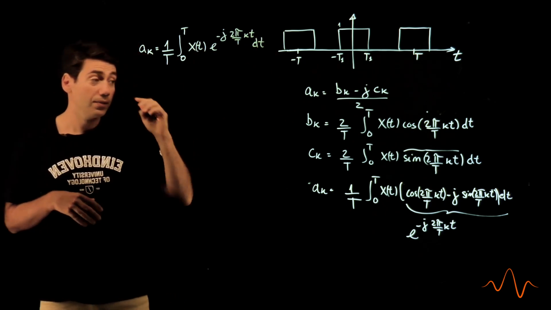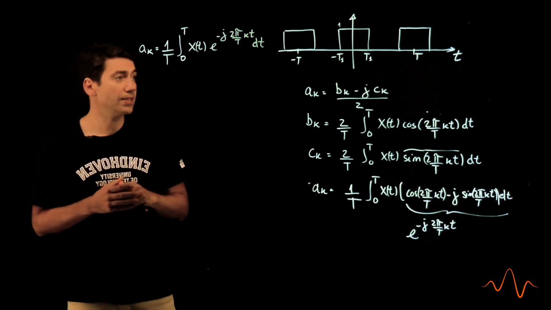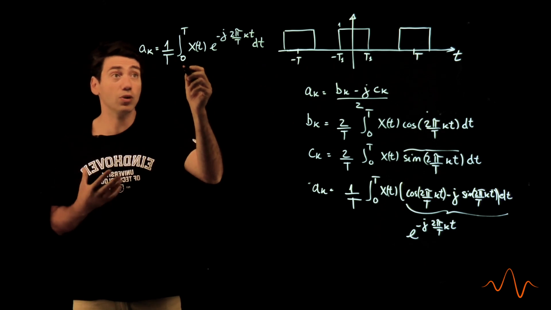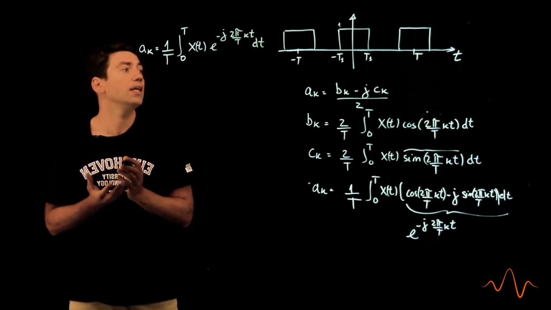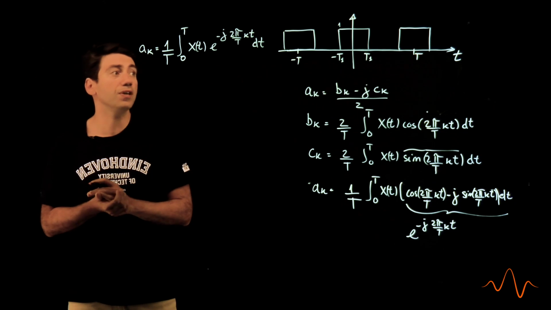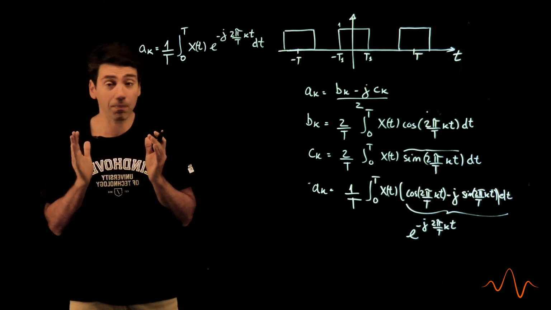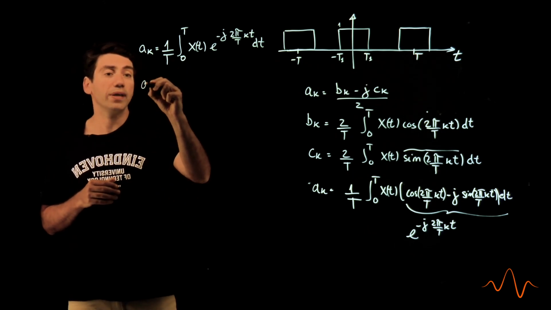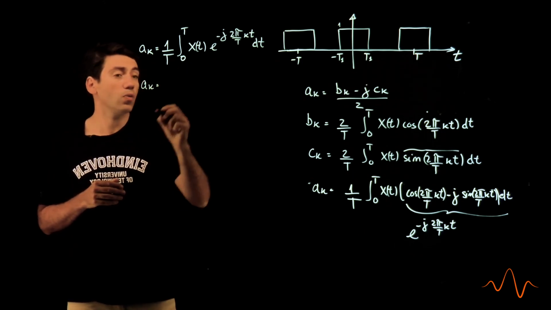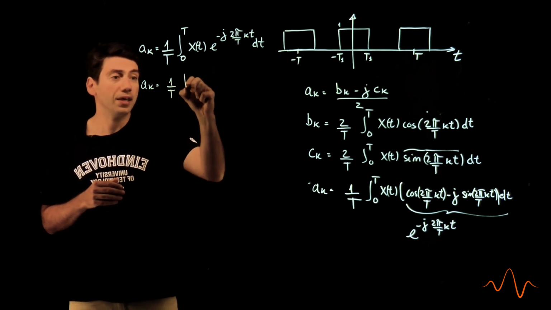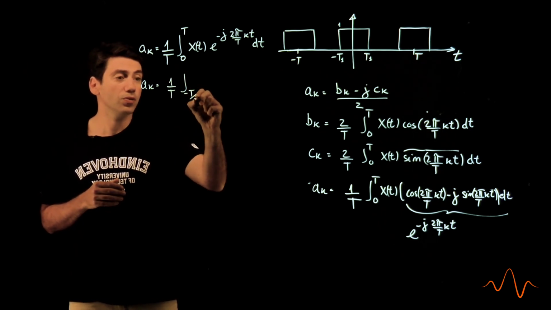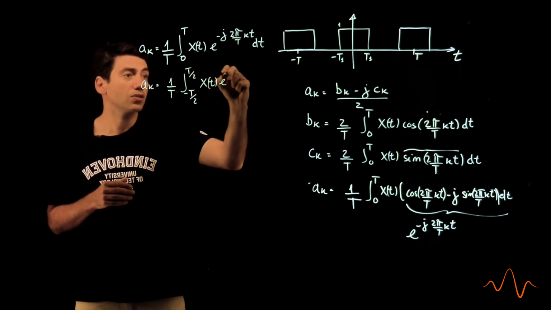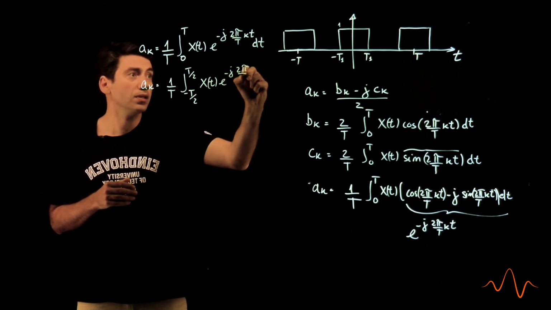Now we know that, just pretty much like with the B k's and C k's, we can also apply this formula, but instead of considering one period from 0 to capital T, we can consider any period that we want. And in this case, it will make our life easier if we consider the period from minus capital T over 2 until capital T over 2. So we get that A k is 1 over capital T, the integral from minus capital T over 2 till capital T over 2 of the signal exponential of minus j 2 pi over capital T k t dt.